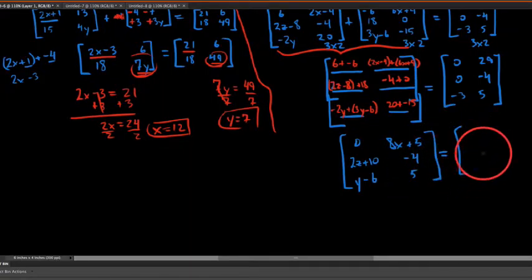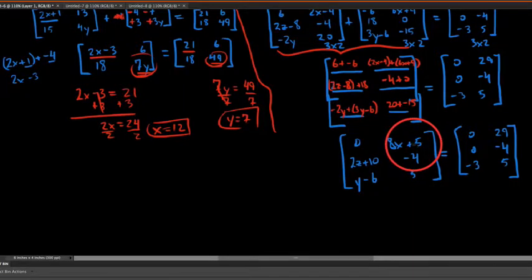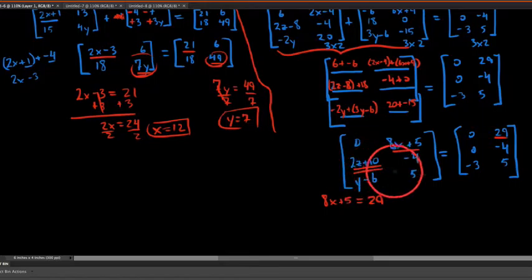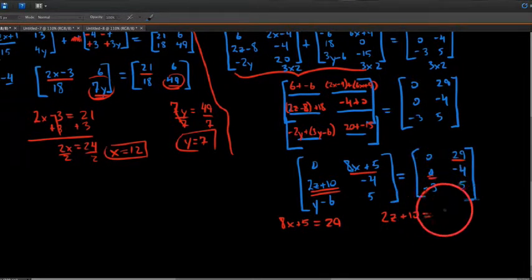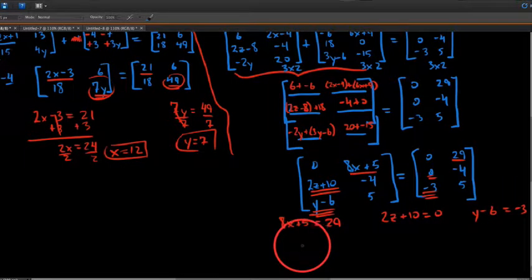So now that we've simplified the left side down into a single matrix, we're going to use the fact that equal matrices have to have equal corresponding parts to help us solve for any unknowns. For instance, our x here, we know 8x plus 5 has to equal 29. I know that 2z plus 10 has to be equal to 0. And lastly, I know that y minus 6 has to be equal to negative 3. So let's solve all these algebraically as we normally would a real number equation.